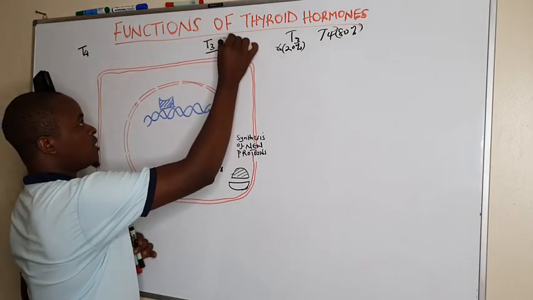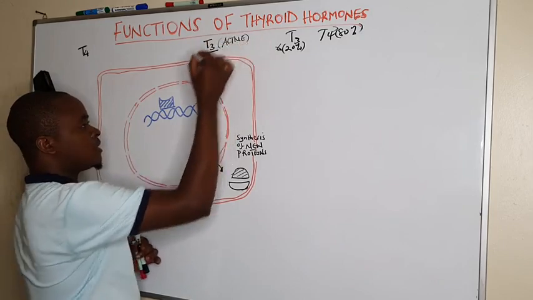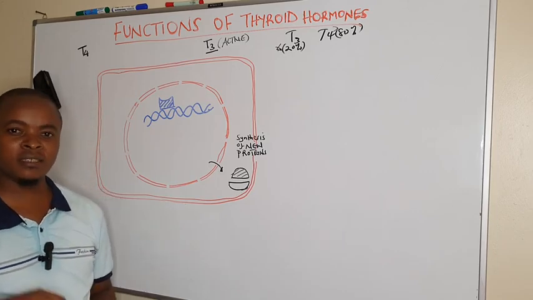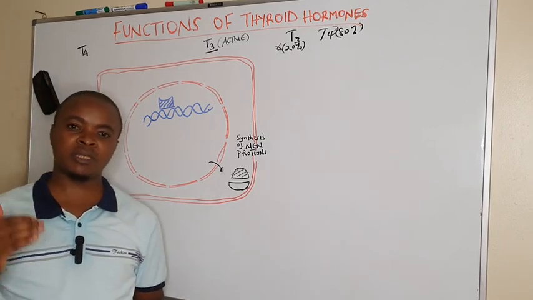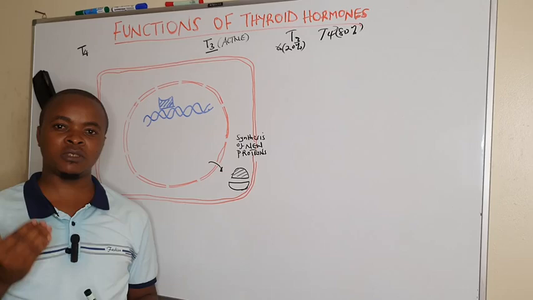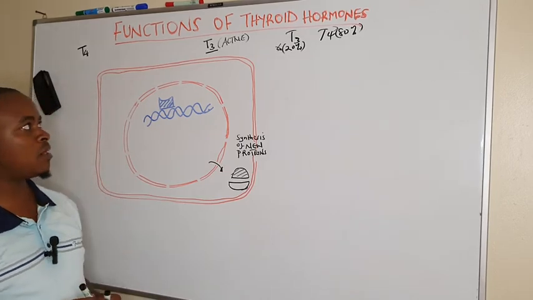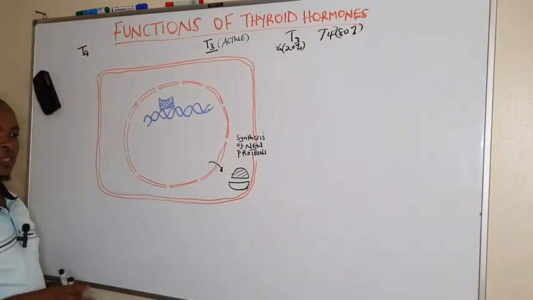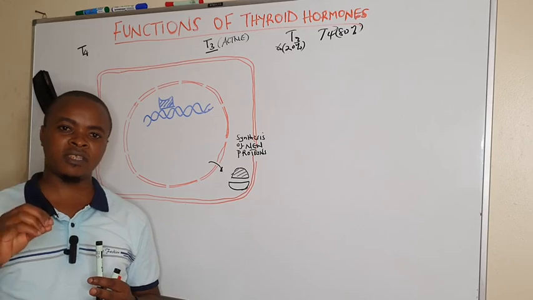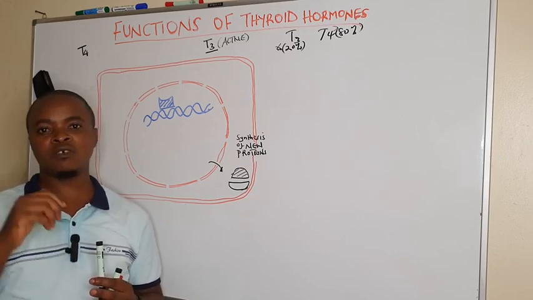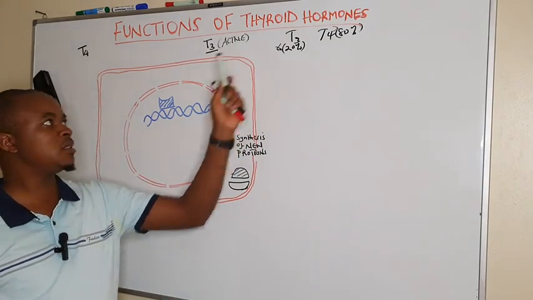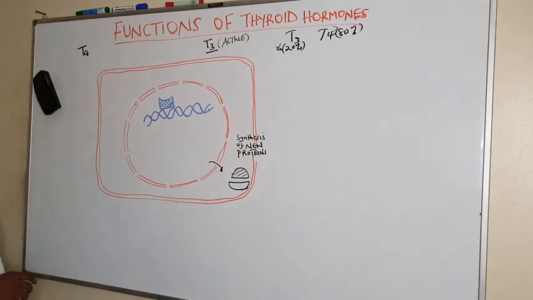So T3 is the active form, or the most potent form, because we are going to find that the thyroid hormone receptors respond to T3 more than T4. So T3 has higher affinity to bind to the receptors compared to T4, hence being the most active, most potent form of thyroid hormones.